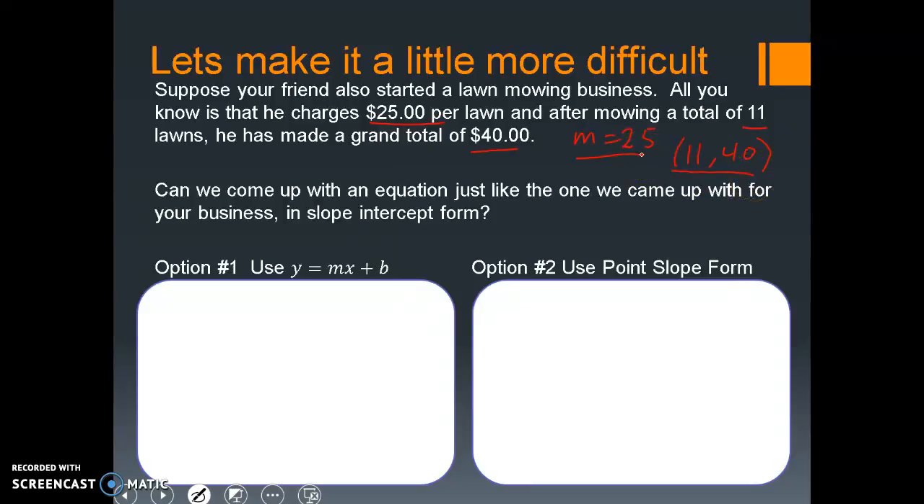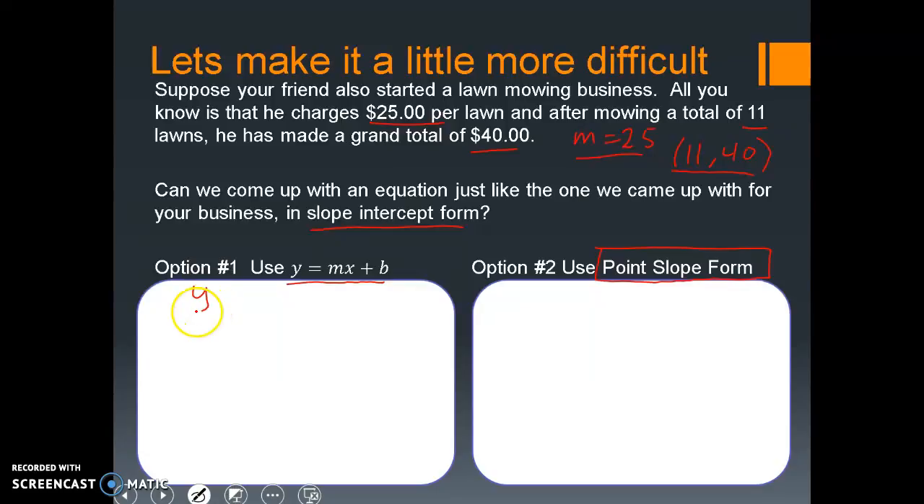Can we come up with an equation just like the one we came up with for our own business that is in slope-intercept form? So we're going to do this using two different methods. The first method is to use slope-intercept form. Then we're going to use another form called the point-slope form in order to do the same thing, that might be a little bit easier than using slope-intercept form. So let's first do it with slope-intercept form.